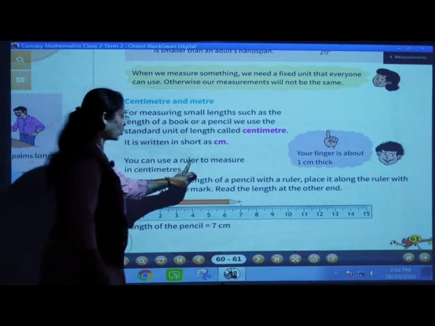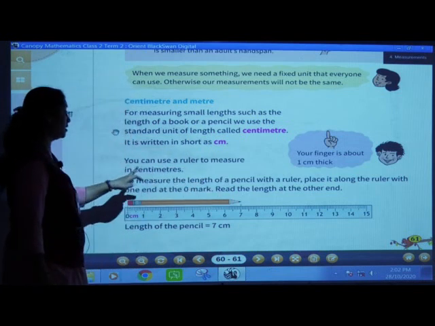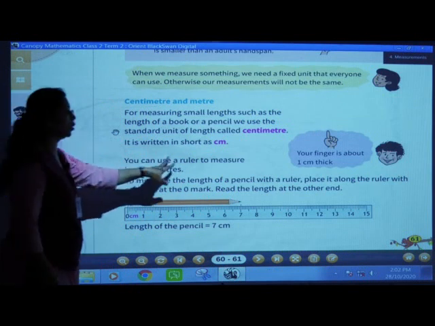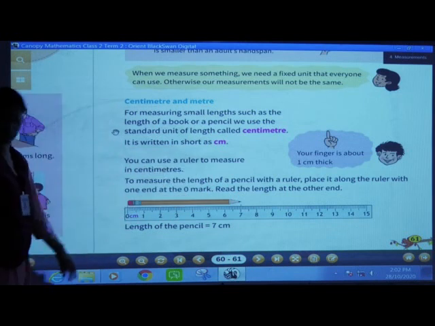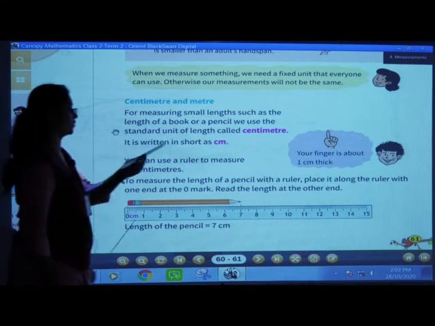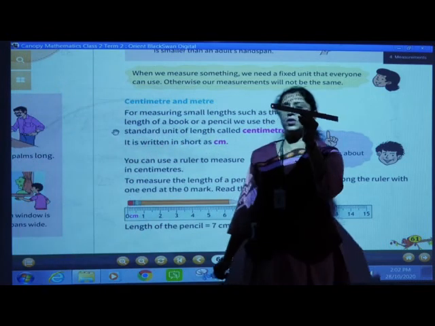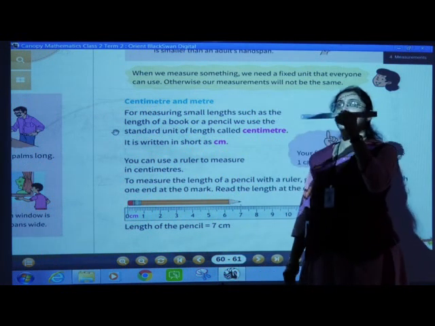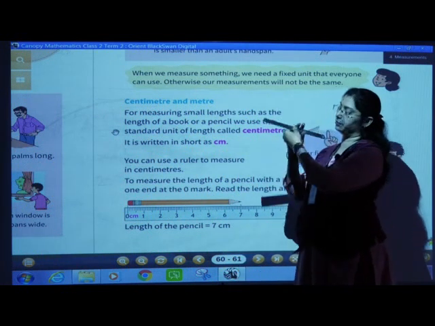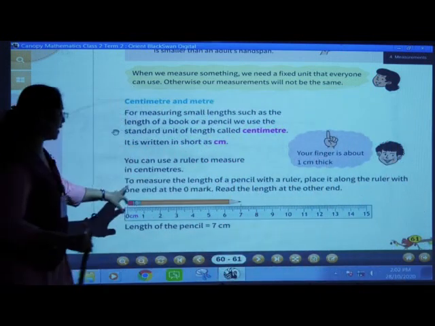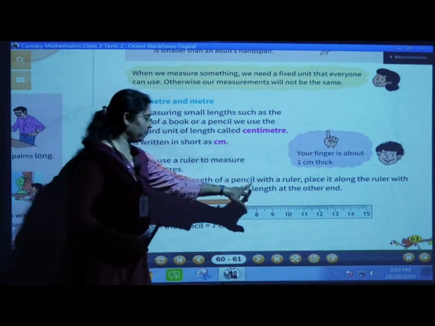Next, we can use a ruler to measure in centimeters. See, we can use this ruler to measure in centimeters. To measure the length of a pencil with a ruler.